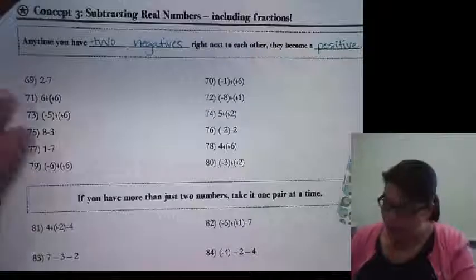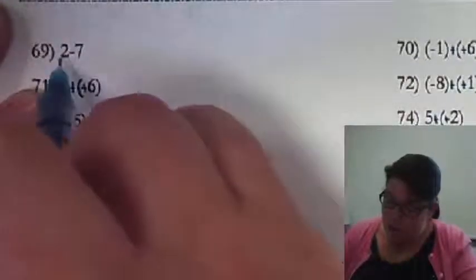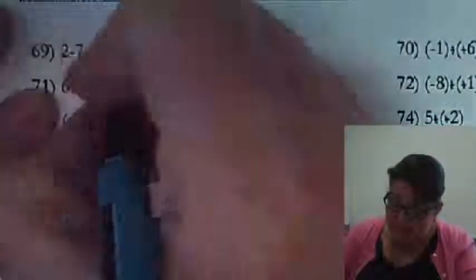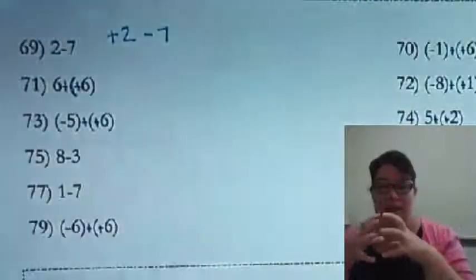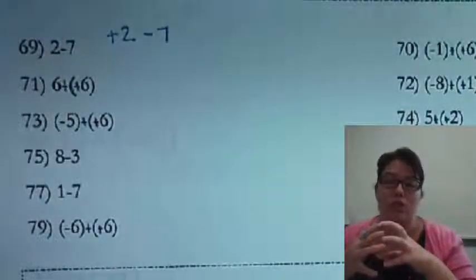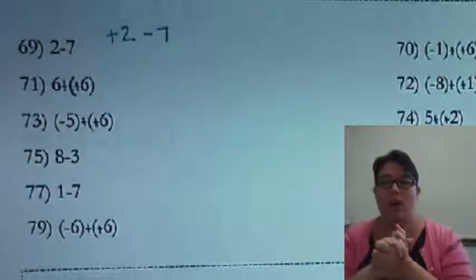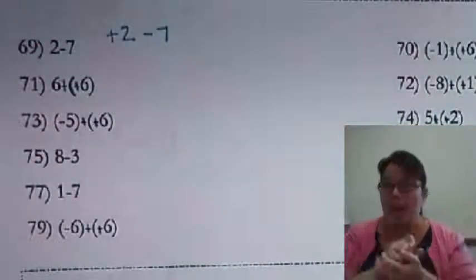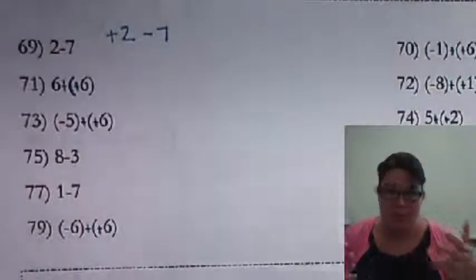So taking a look at number 69, here we have 2 minus 7. Now, the way that I want you to think about this is as if you had two things that you are putting together. Remember I said I want you to start trying to think of these as two individual numbers that we're just putting together, almost like ingredients in a cake. We have flour, we have eggs, we put them together along with some other things, and we have cake batter. We don't have flour and eggs anymore.